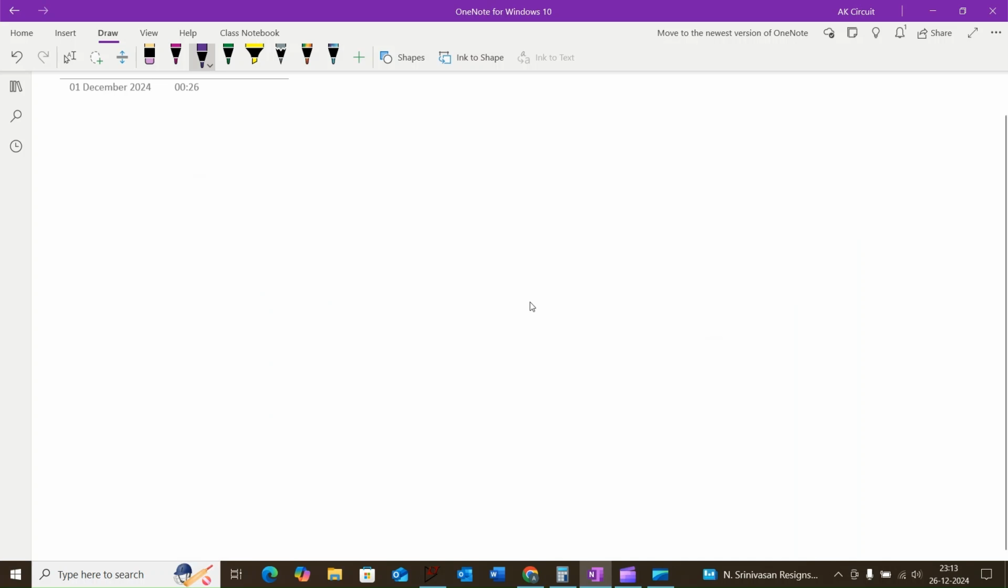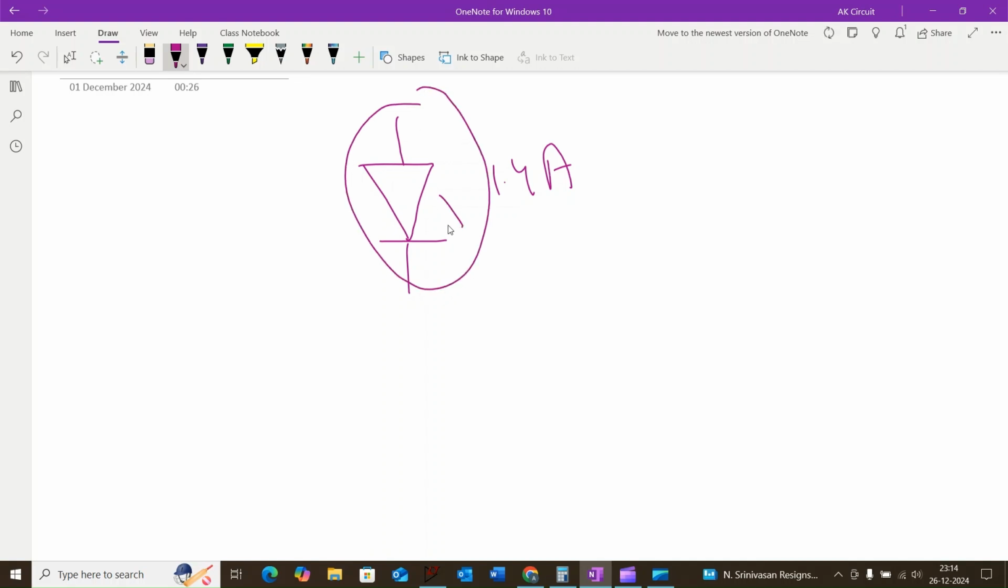Hi everyone. Now we are going to discuss another one transistor circuit. It's a microcontroller based circuit. Here we are going to control a high current application. We are using an LED with 1.4 amps. The maximum current flowing through this LED is 1.4 amps, and it's a high current application controlled by using the microcontroller.